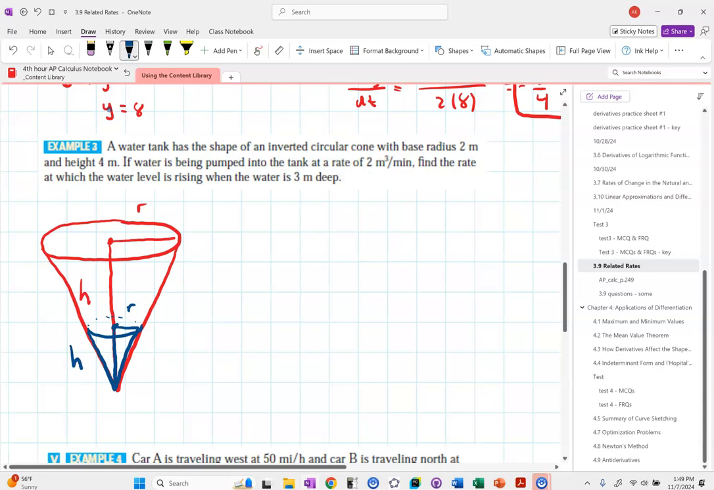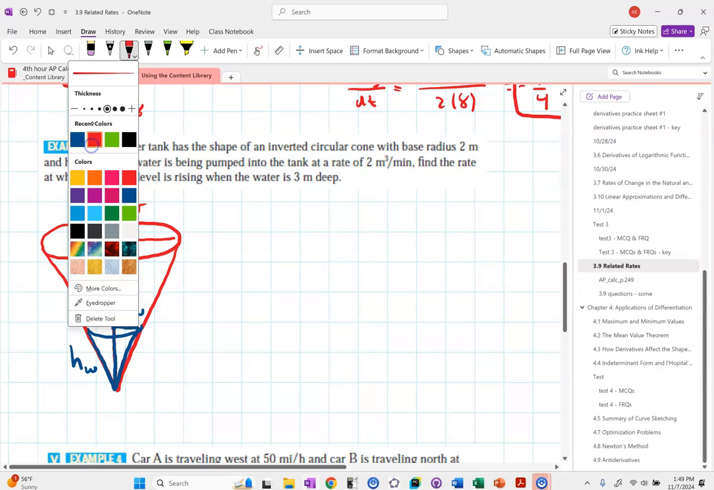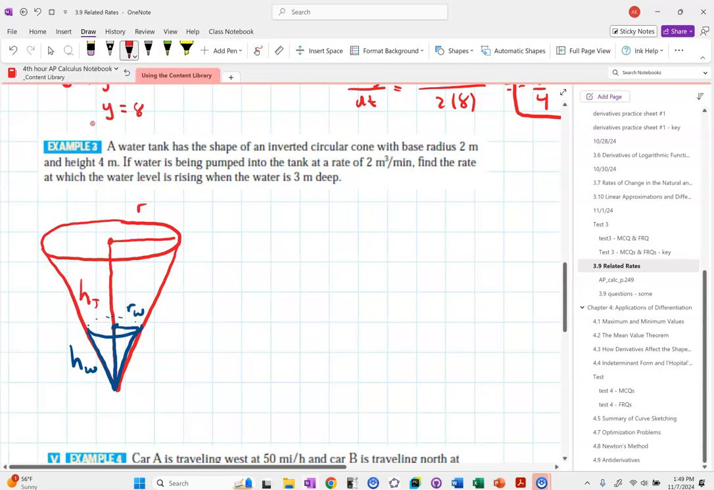Now, who hates that we have two things with the same label? I do. I'm going to call this RW and HW for water. And I'm going to call this HT and RT for tank, so that I can differentiate between which cone we're talking about. The cone of water or the cone of tank. Everybody's okay? Does everybody feel happy with the labels that we have in here?